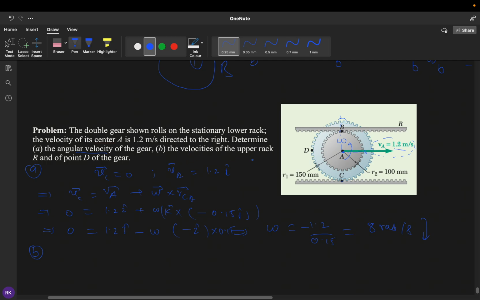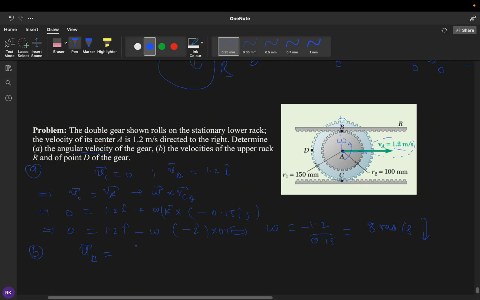It is asking the velocity of the upper rack, rack R. Definitely there is no slipping between the rack and this gear, so whatever the velocity of this rack is, that will be exactly equal to the velocity of the particle on this gear at point B, which means we have to determine the velocity of particle B. So what will you do?